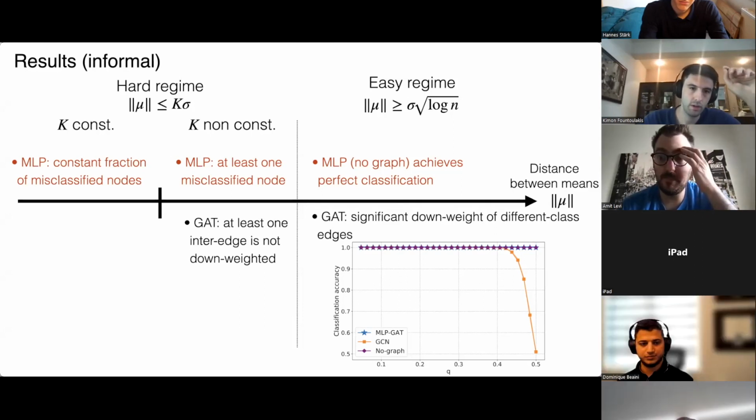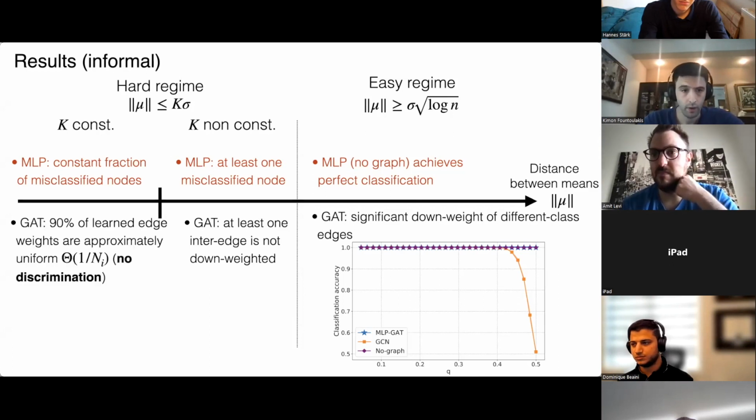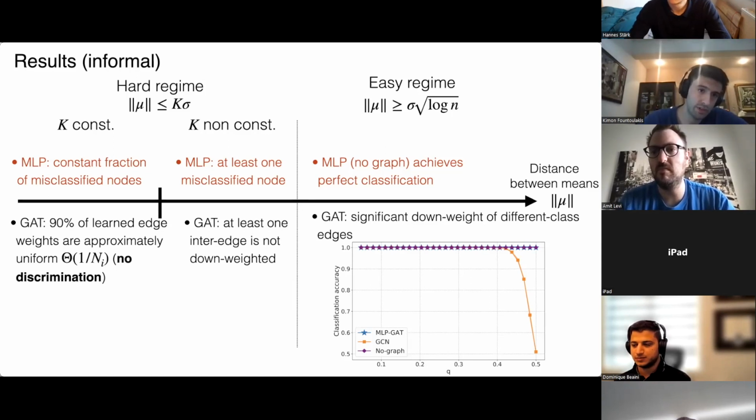If K is non-constant, then at least one of the inter-edge gammas is not going to be downweighted. And if K is constant, then for those edge weights, the gammas, 90% of them (90 here is chosen informally, we have the formal result in the paper) are going to be approximately uniform, where theta here means uniform up to a constant. So that probably reminds you of GCN. GCN uses the uniform measure to do the averaging. So basically, GAT also doesn't offer discrimination in the hard regime where K is constant.